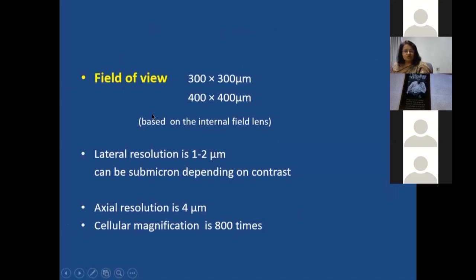Based upon the lens that you use, the field of view will be either 300 microns or 400 by 400 microns. The lateral resolution is around 1 micron, and this can even go up to 5 micron levels if you have very good contrast. The axial resolution is 4 microns and the cellular magnification is 800 times.